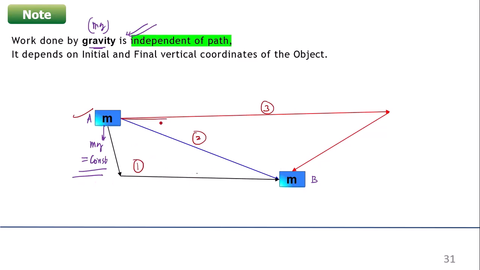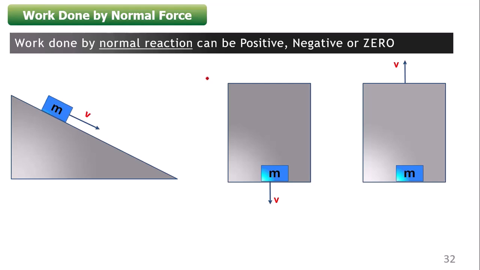Let's say the vertical displacement is S. The number S is fixed. So since S is fixed, what we can conclude is that the work done in all the situations remains the same. It depends on the initial and final vertical coordinate of the object. If the vertical coordinates remain the same, we can conclude that the work done for this particular body under gravity is always constant. Okay. Now come to the normal force.